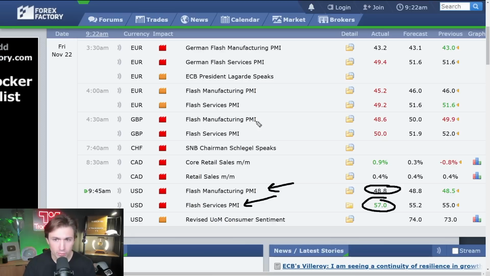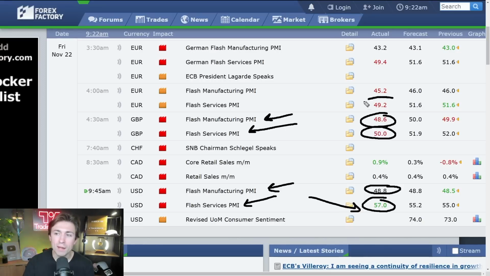Then you've got Europe. Let's take a look at the UK first. UK PMIs both missed expectations and both were below 50. Remember that below 50 is considered contraction for PMIs and above 50 is considered expansion. So we've got expansion over in the US and we've got mass contraction across the board for European PMIs.